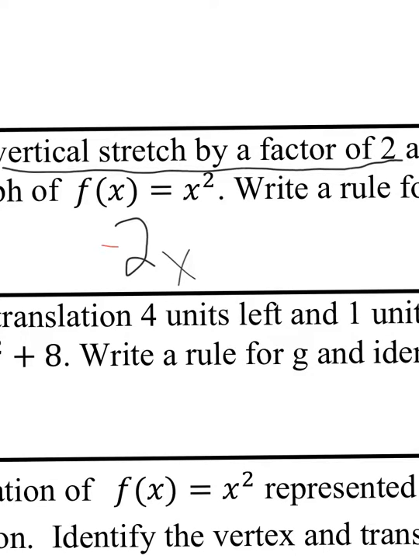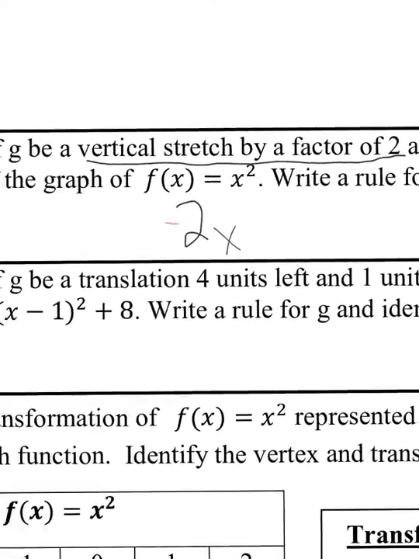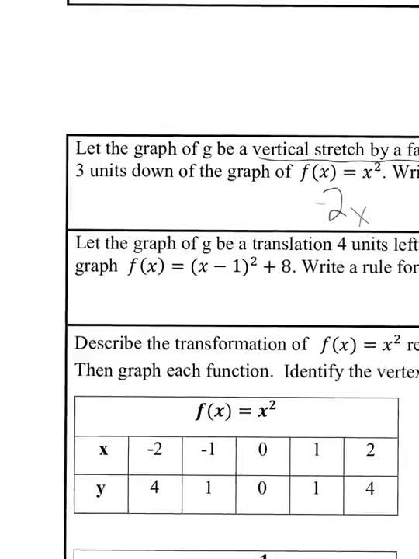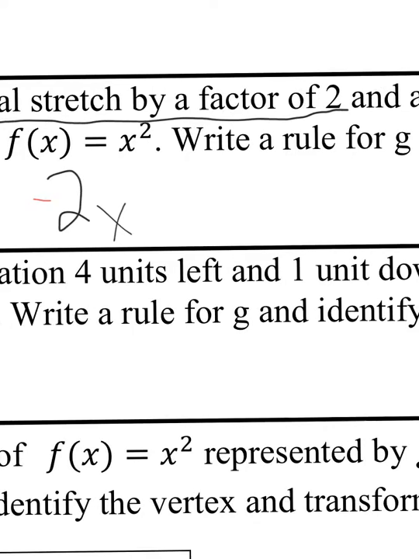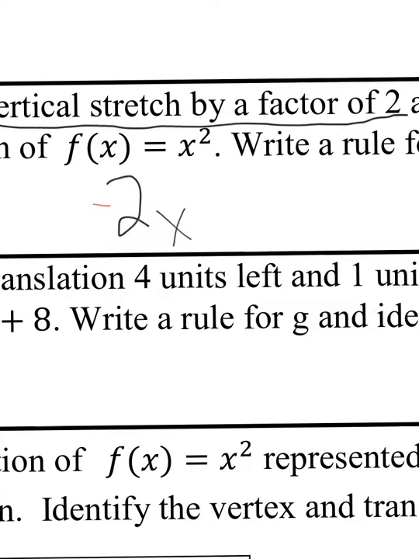And now I just need to determine, am I going to have parentheses here because it's moving left or right, or am I going to add a number on the outside? And if I do that, I don't need parentheses. It says 3 units down. That is not on the inside. That's completely on the outside. So I'm going to put minus 3. And then, since this is a quadratic function, just don't forget to write your x squared.